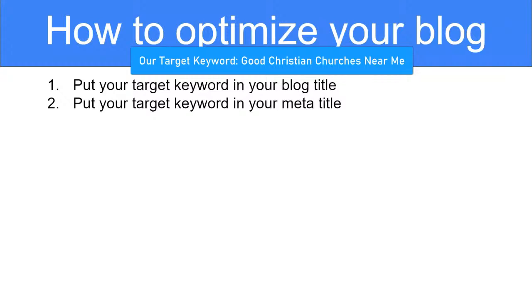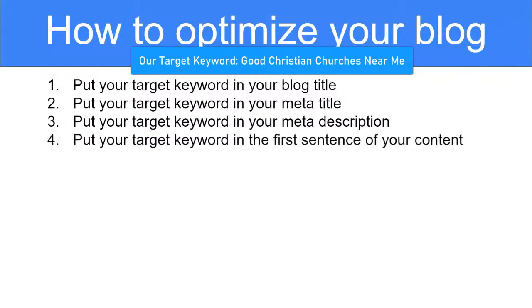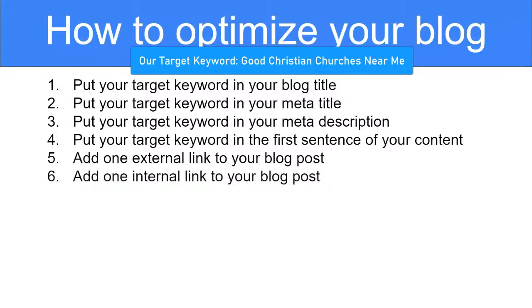I'll show you how to do all this step by step in the coming videos. Step number three, you want to put your target keyword in your meta description. Step number four, put your target keyword in the first sentence of your content. Step number five, add one external link to your blog post. Step number six, add one internal link to your blog post.